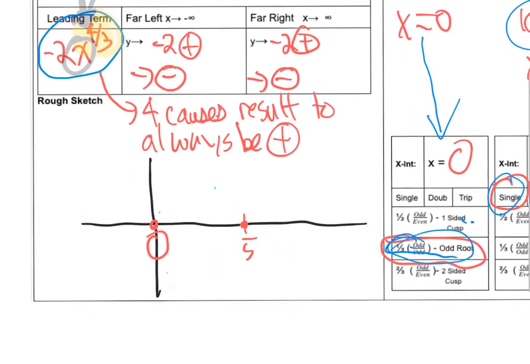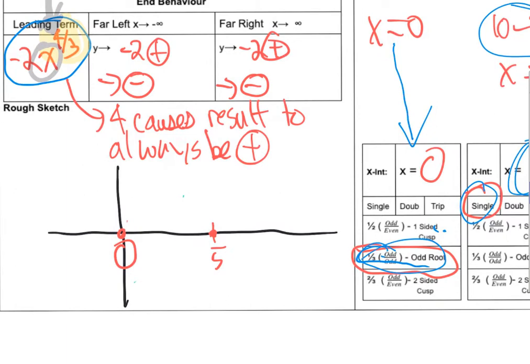So I had a single x-intercept at x equals 5, and I have a cubic, or third root, not a cubic, but an odd root at x equals 0. My end behavior is negative and negative. Okay, it's pointing down far to the left and far to the right.